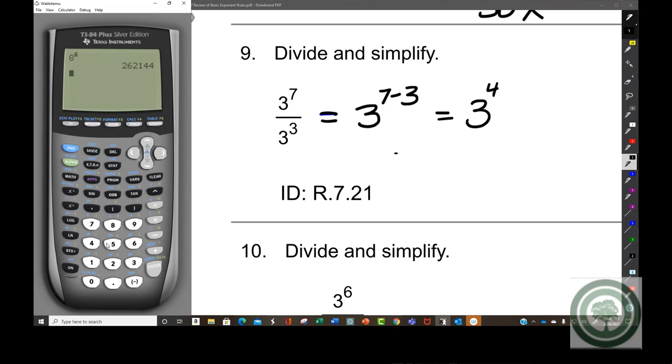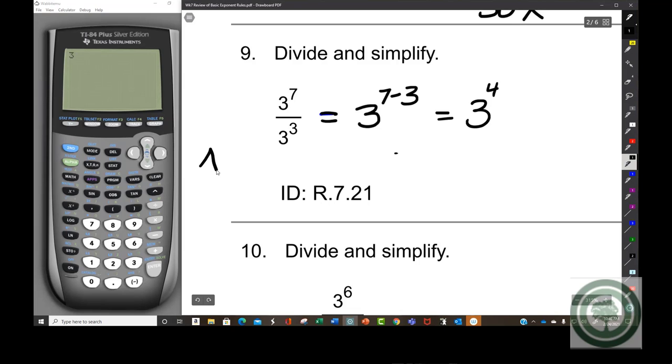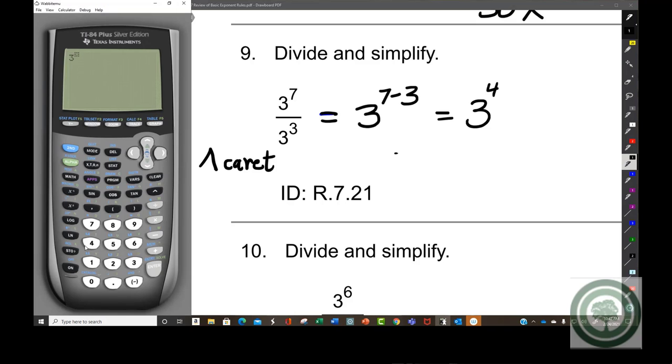Now watch what I do to get this on my calculator. I type the base. Then I type this upper triangle, which is called a caret, spelled caret, like a diamond. So what I was doing: 3 caret 4, enter, is 81.